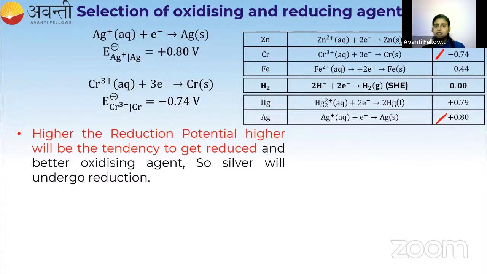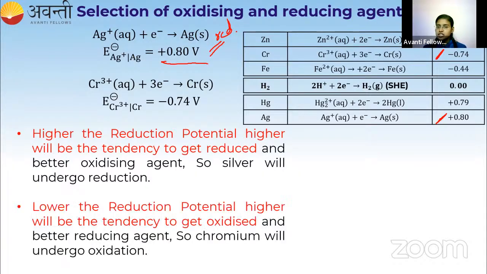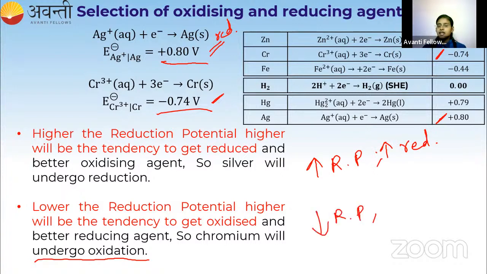Got it? Clear for all of you? Silver has the greatest E0 value, so it will undergo reduction. The other one will undergo oxidation. If the reduction potential is lower, then that will undergo oxidation. Here chromium has the lowest value of reduction potential, so that will undergo oxidation. Clear? Higher the reduction potential, better the oxidizing agent. Lower the reduction potential, higher will be the reducing character. Got it? Clear? Any doubt, students?